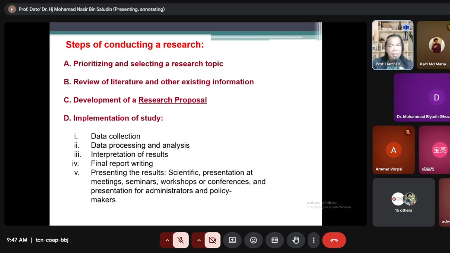Steps of conducting research. Number 1, you must prioritize and select a research topic. You don't do redundant work. It must come from a research problem, and you must have an interest in that research. That is not enforced on you like marriage. No, you are free to choose whom you want to marry. Don't just follow your supervisor, who says do this, do that, and if you don't, you don't study under me.